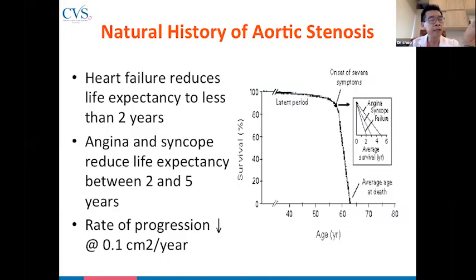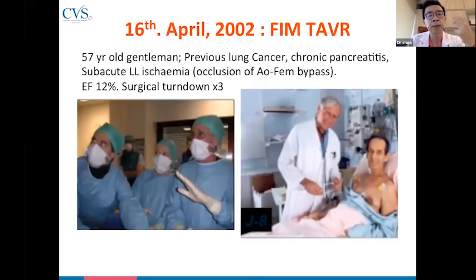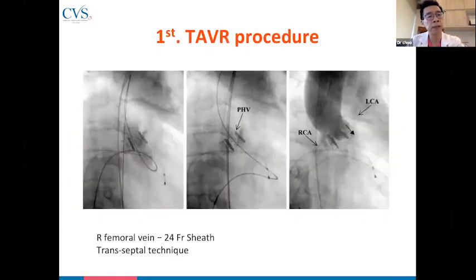The standard of care has always been surgery, because once the patient becomes symptomatic, their survival drops very fast. So standard of care has been to change the aortic valve. But because this disease very often happens in the elderly with many comorbidities, they do not get the standard of care because the risk of surgery is too high. That is why there was a development of a percutaneous option for the transaortic valve. The first case was 2002, and we have progressed so much that today so many patients are being treated with TAVR. This was the first procedure that was done by Dr.